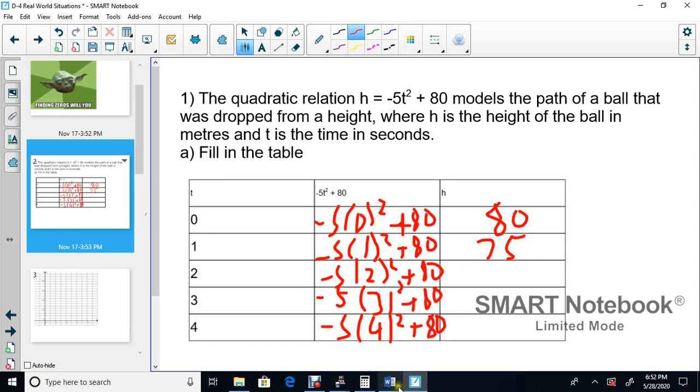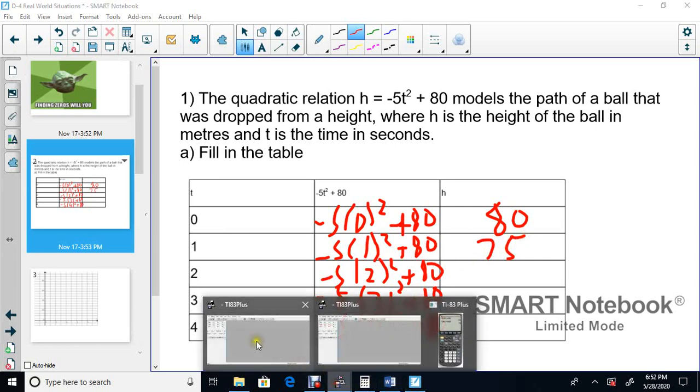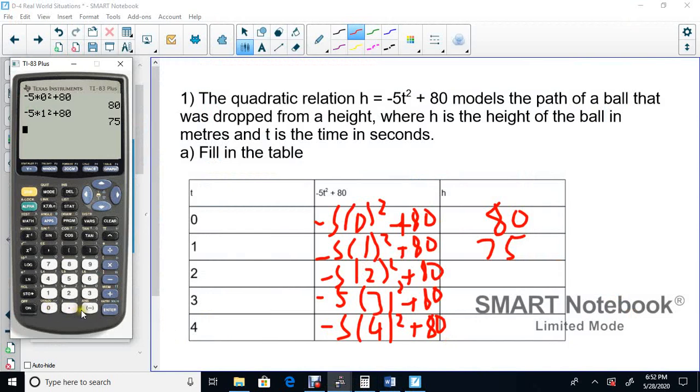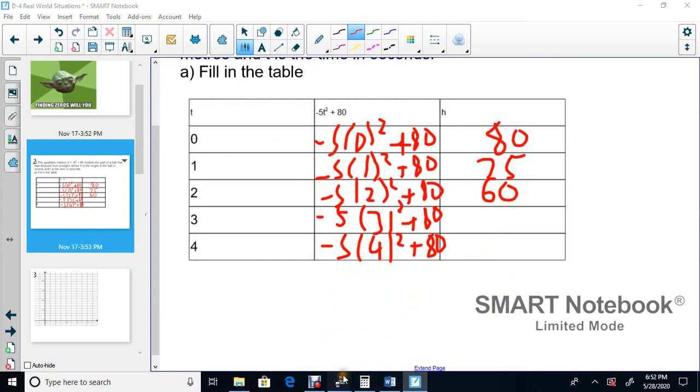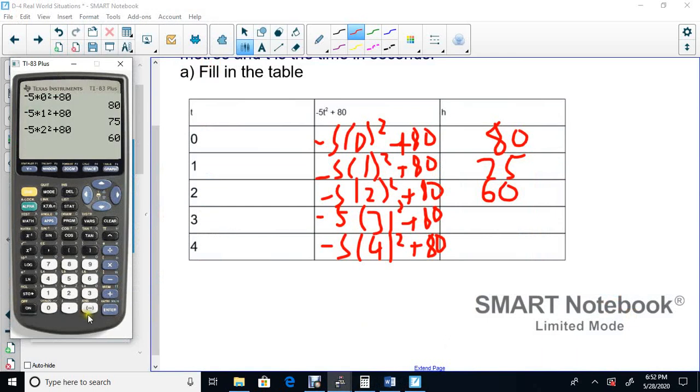Then you get negative 5. Let's do the next one. Negative 5 times, so that's 2 squared in a bracket, 2 squared plus 80. 60. We're getting lower each time. Okay, next one, negative 5 times 3 squared plus 80. So negative 5 times 3 squared plus 80. 35.